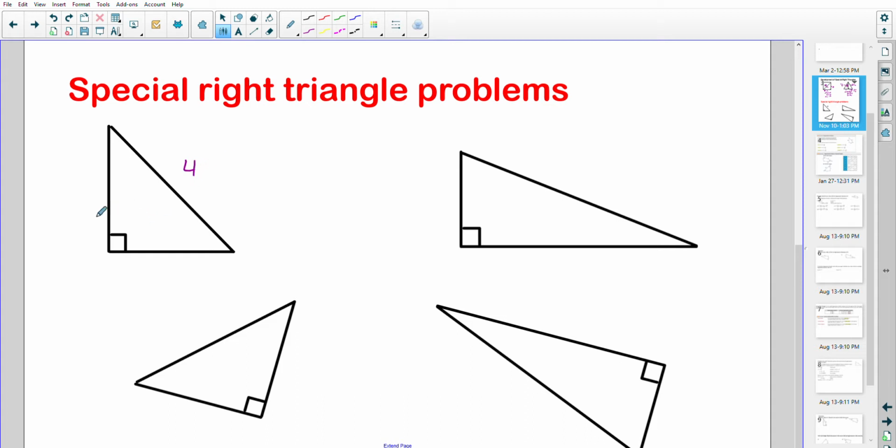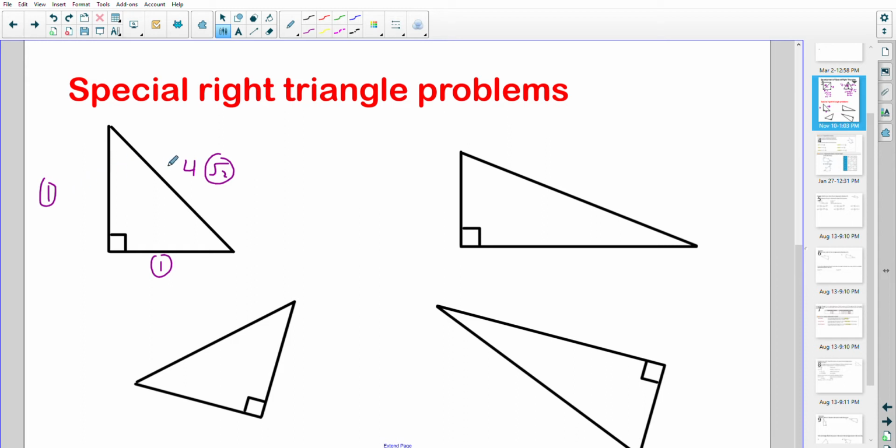I know that by listing 1, 1, square root of 2, to go from the hypotenuse to the leg, I'm going to divide by square root of 2 to get back to 1. Or by going from the leg to the hypotenuse, I'm going to multiply by square root of 2. So you would multiply to get to the bigger side, you would divide to get to the smaller side.